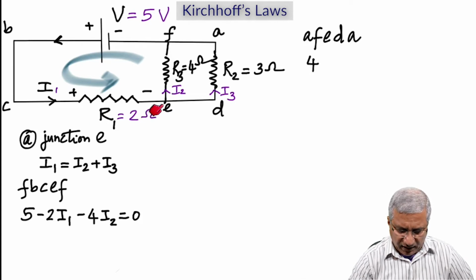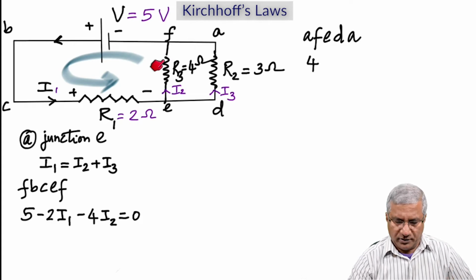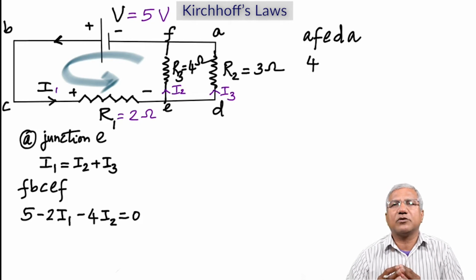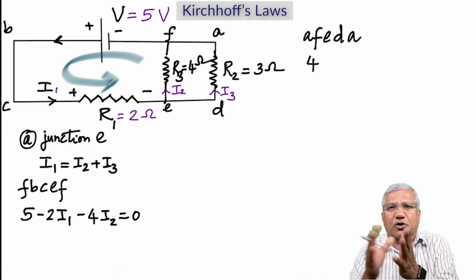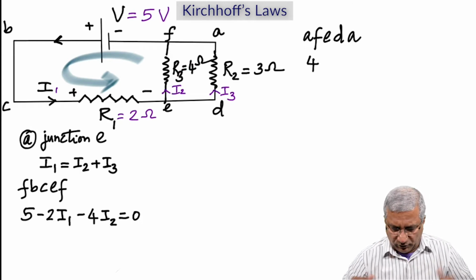And here again, when we go up, aren't we moving in the direction of current I2? Yes, we are. So if you're moving in the direction of the current, it's always going to be negative, the product of current and resistance. So that's why it becomes negative 4 times I2 is equal to 0.